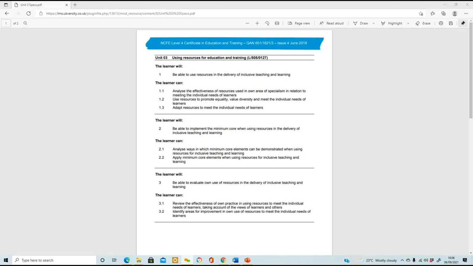So learning outcome 3 is be able to evaluate your own use of resources in the delivery of inclusive teaching and learning. So there's 2 points here. 3.1 is review the effectiveness of own practice in using resources to meet the individual needs of learners, taking account of the views of learners and others also. And then 3.2 is identify areas for improvement in own use of resources to meet the individual needs of learners.